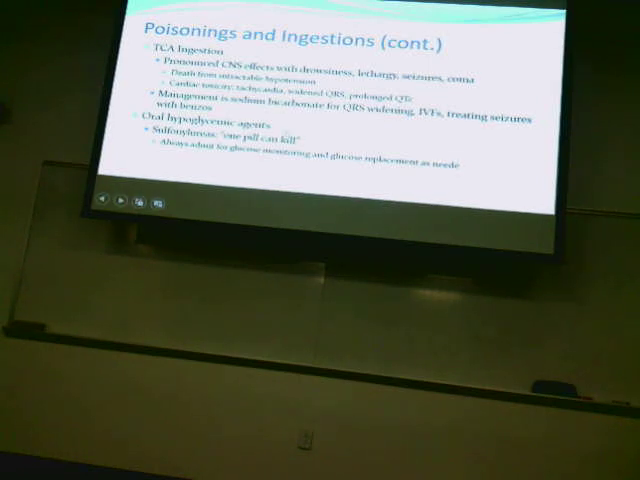Oral hypoglycemic agents. Just like clonidine, these are, again, one of those one pill can kill. And the ones that are scary are sulfonylureas. These are also known as insulin secretagogues because they stimulate insulin production. And that can cause the glucose to drop very low into deadly levels. So you want to give dextrose and give glucose replacement as needed.